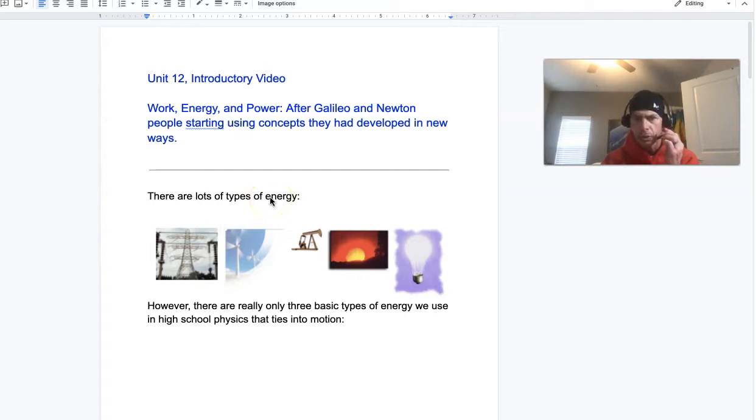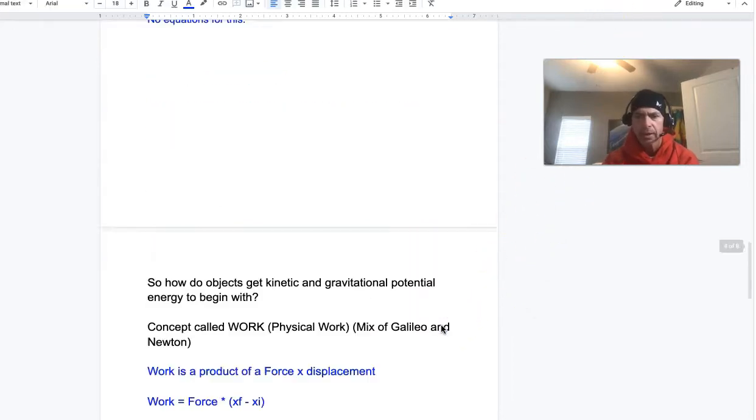In the world and the universe, there's just gobs of types of energy. There's electrical energy, there's heat, fossil fuels, wind energy, solar power, etc. But in a physics class, at least at the high school level, we're really only interested in the types of energy involved with motion. And there're really just three types. You may know some of these from another science class.